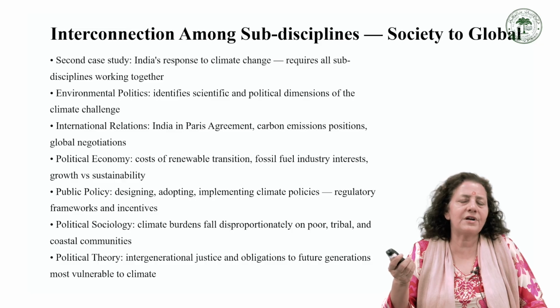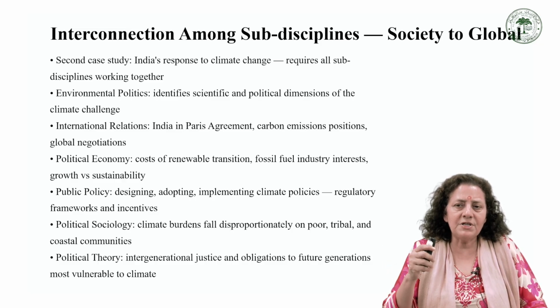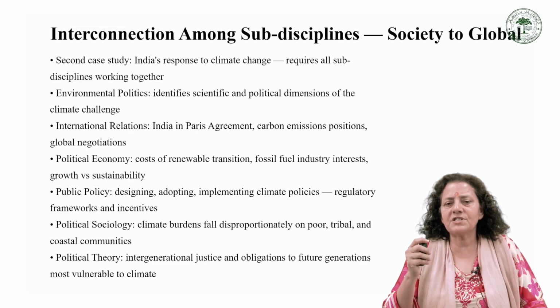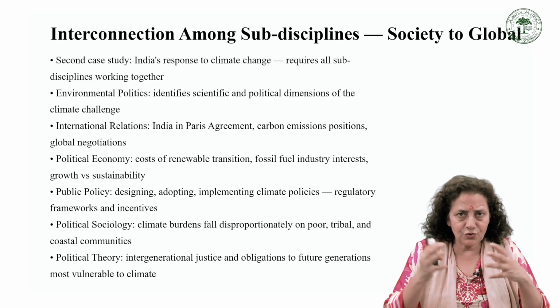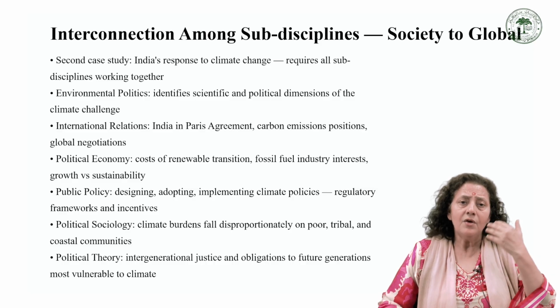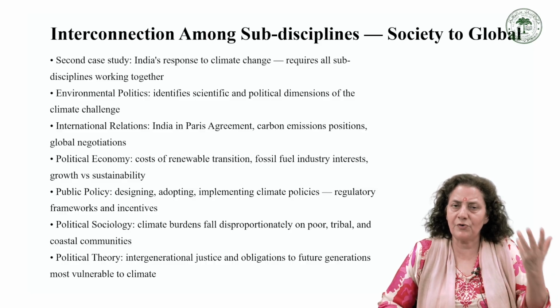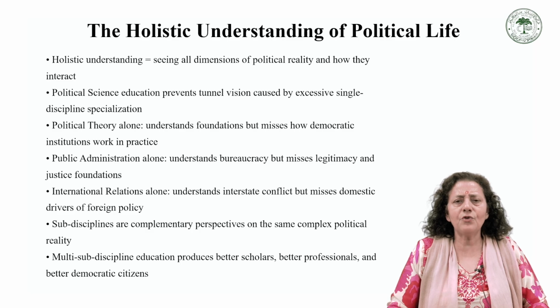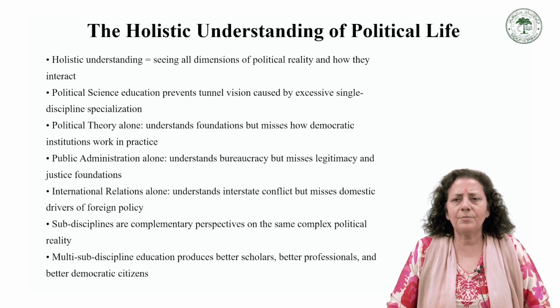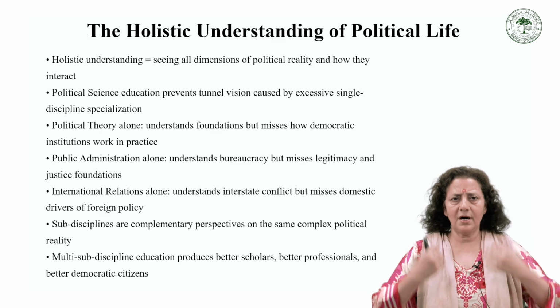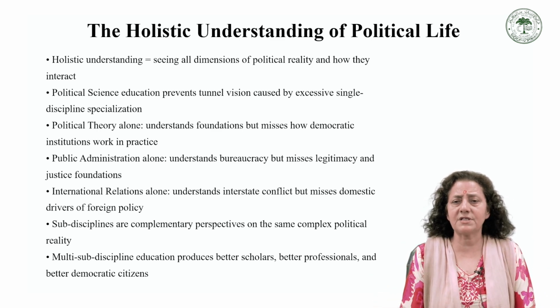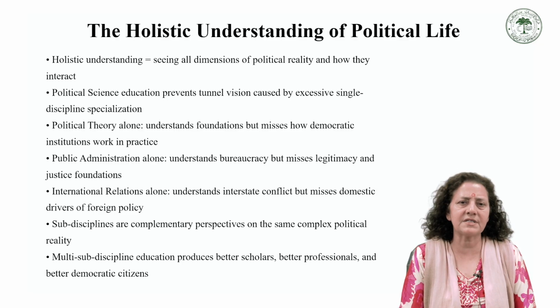Each contributes an essential dimension to understanding a complex political reality, demonstrating that these subdisciplines are most powerful when they work together rather than in isolation. And that is why we are moving towards a transdisciplinary studies era. The study of political science subdisciplines taken together provides what we might call a holistic understanding of political life. Holistic understanding means seeing the whole picture, not just one aspect of politics, but all its different dimensions, and understanding how they interact and shape each other. This perspective is one of the most valuable features of a political science education.